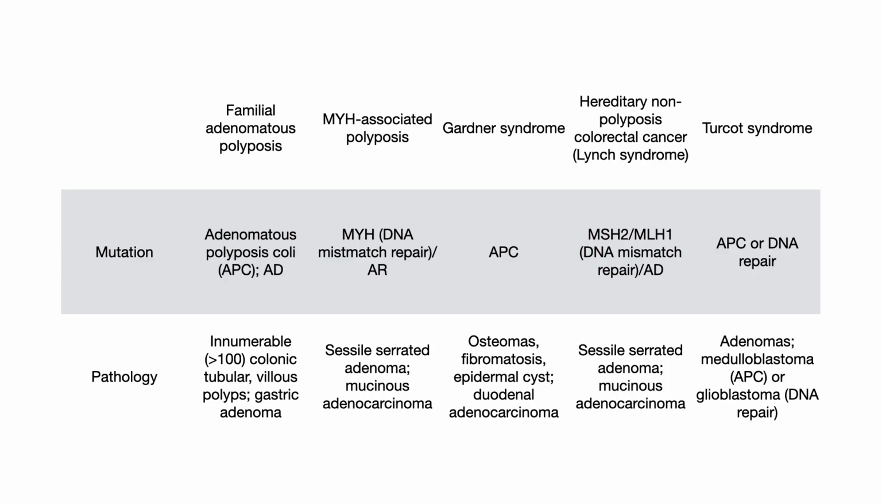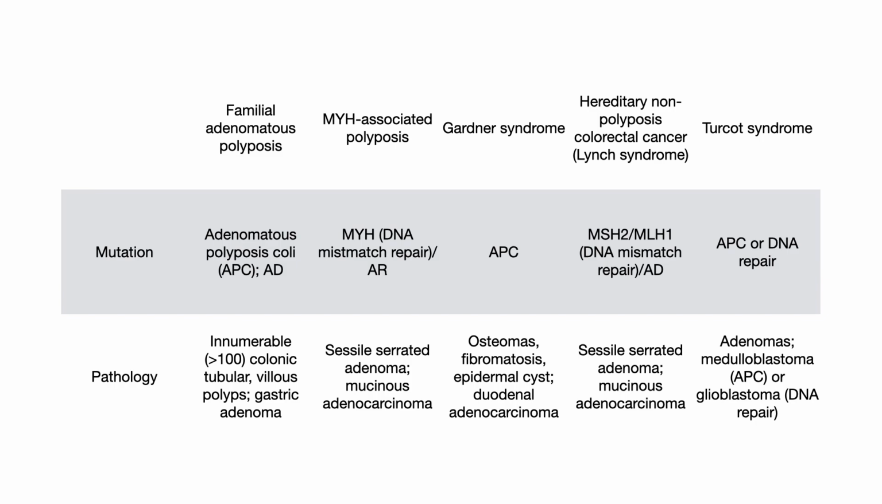So this one is a DNA mismatch repair condition. Two of the genes associated with it are MSH2 and MLH1. And this one, like FAP, is autosomal dominant. You can see sessile serrated adenomas and mucinous adenocarcinomas. The thing is that it's called non-polyposis because you don't see a ton of polyps, whereas in familial adenomatous polyposis, you see a ton of polyps.